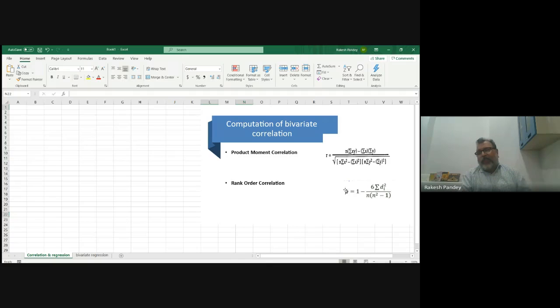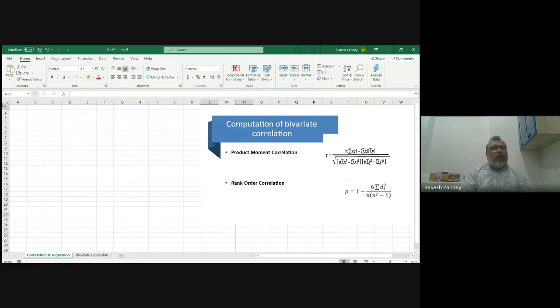This symbol is read as rho, and this is a small r. Lowercase r is used to represent product moment correlation, and rho is used to represent rank order correlation. The product moment method was given by Karl Pearson, so it is called Pearson's correlation coefficient. And the rank order method was given by Spearman, so it is also called Spearman rank order correlation.